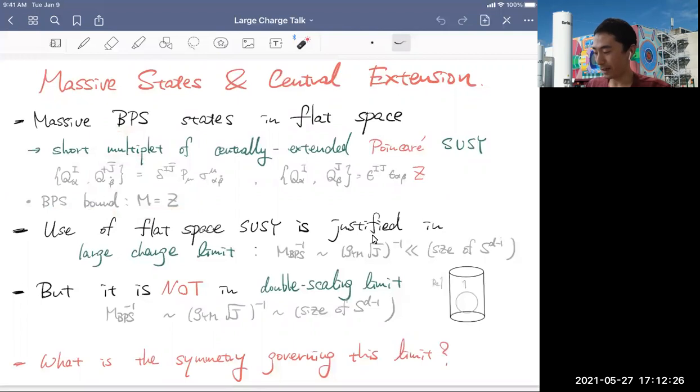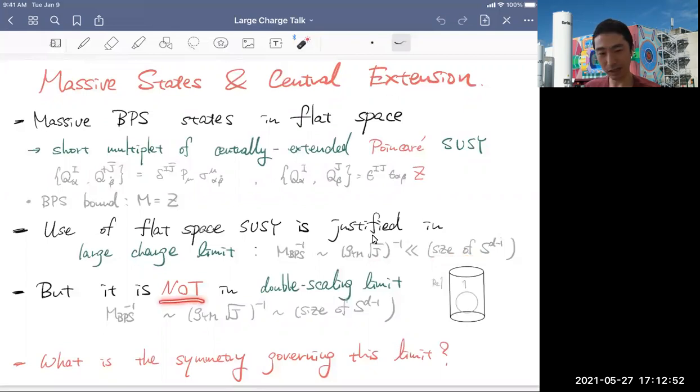And this use of flat space SUSY is justified in the usual large charge expansion because in that limit, the Compton wavelength of the massive BPS particle is given by this expression. If you take J to be large, keeping all g_YM fixed, then this becomes very, very small, in particular much smaller than the size of S^3. So you can just use the flat space SUSY.